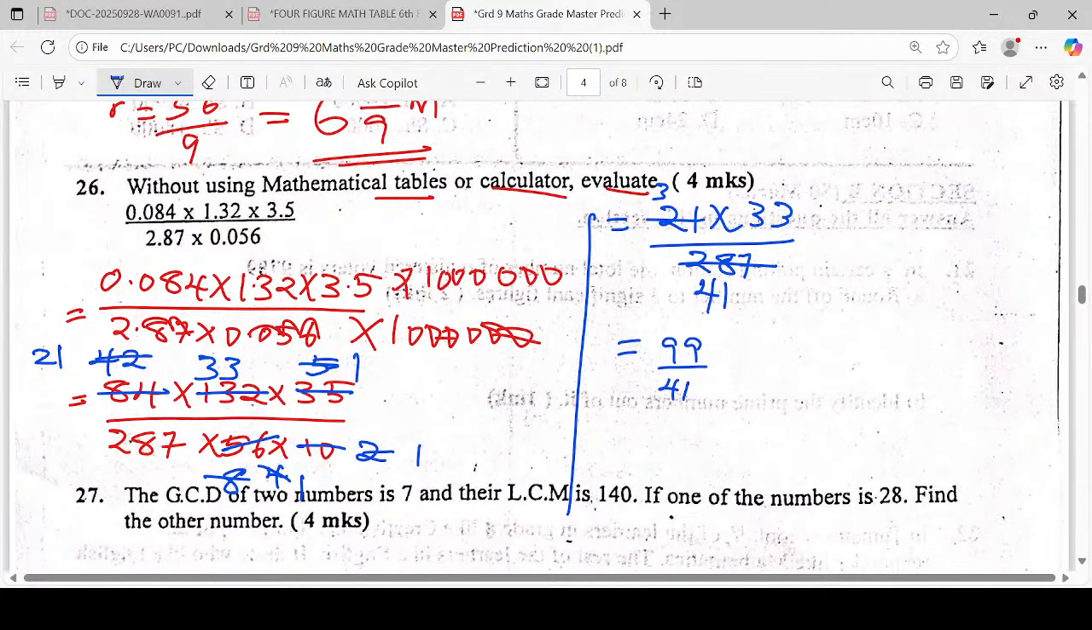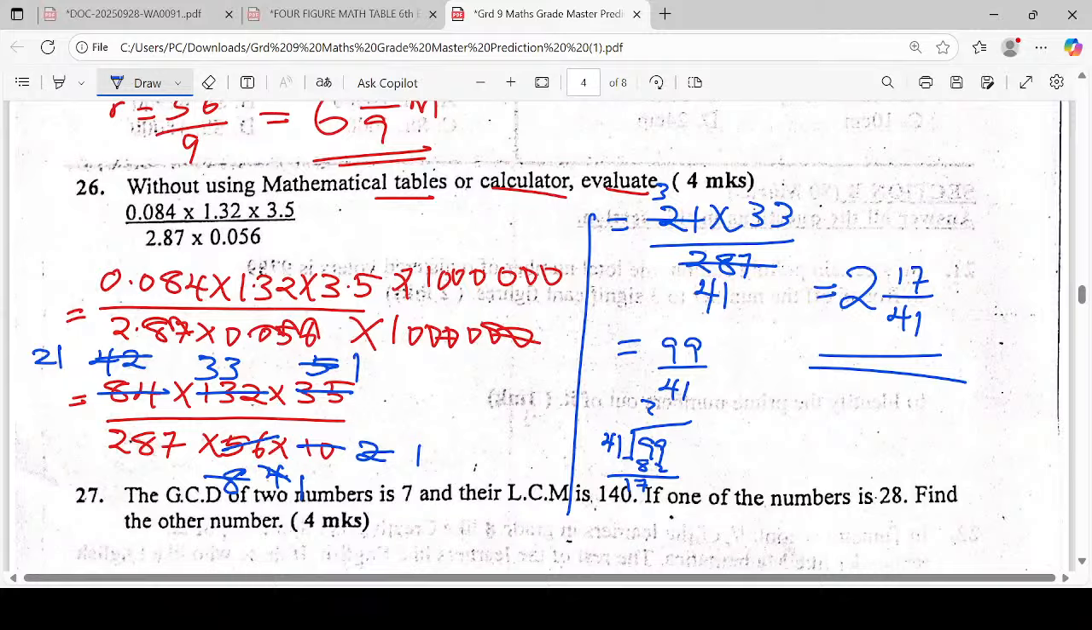So we are going to do division using the long method. 41 into 99 is 2 because of 82. When you subtract, 99 minus 82 is a difference of 17. So this is like saying 2 whole number 17 over 41, learners. That is the possible solution.